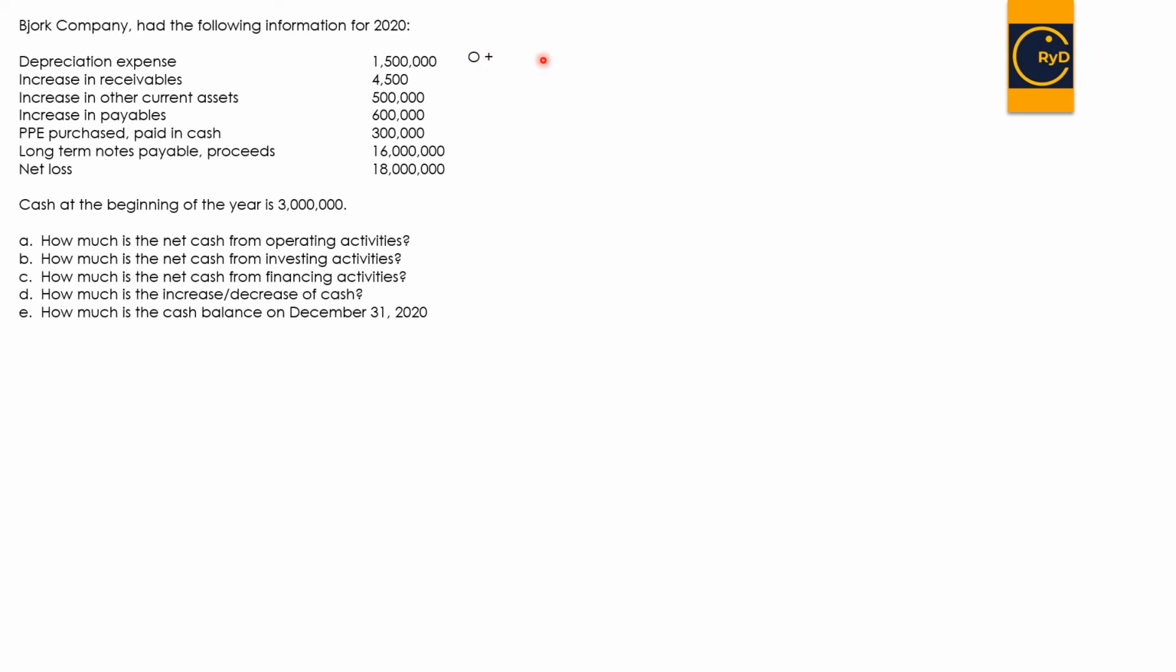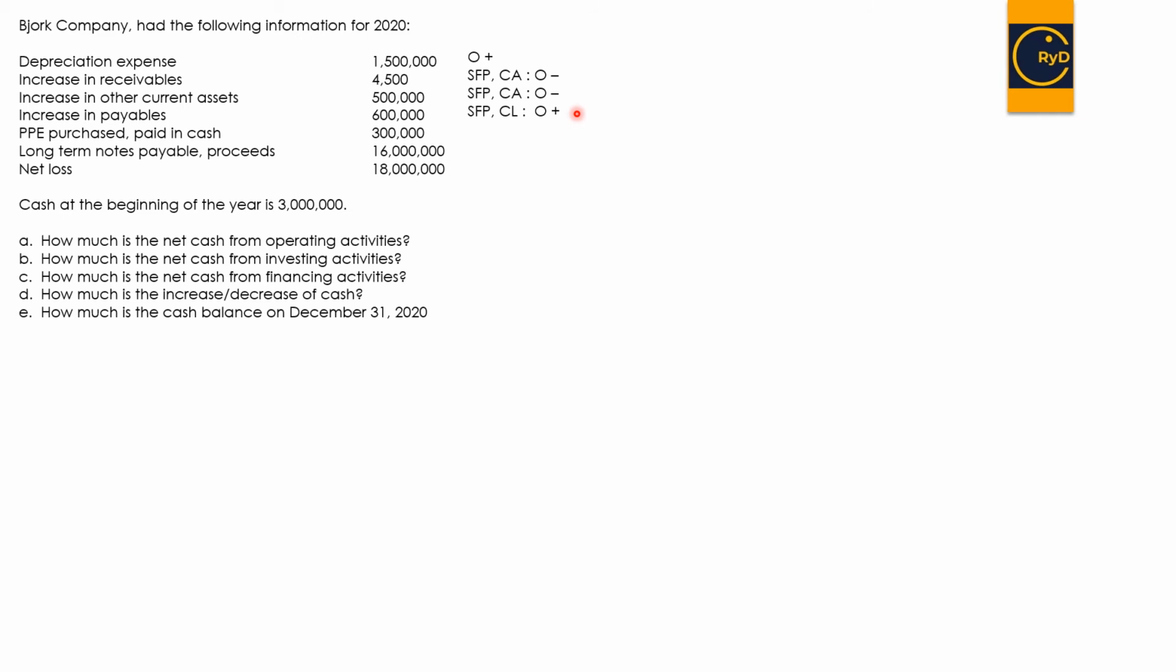Okay, and then next, for our receivables, this is a current asset, and since this is an increase in receivables, this is a deduction to our operating activity. Next, we have our increase in other current assets. Since this is also an increase, we deduct this to our operating activity. And then for our increase in payables, this is a current liability, an addition to our operating activity.